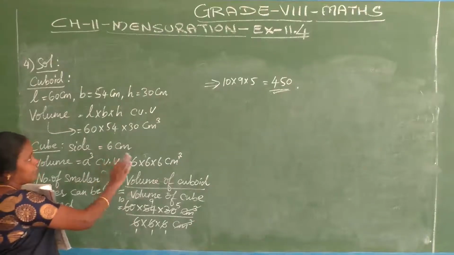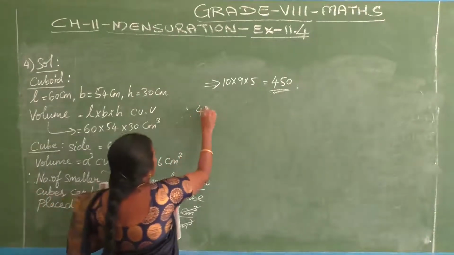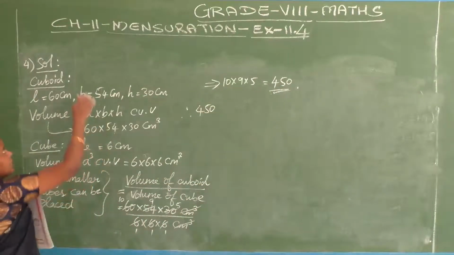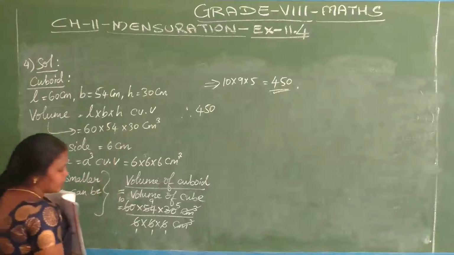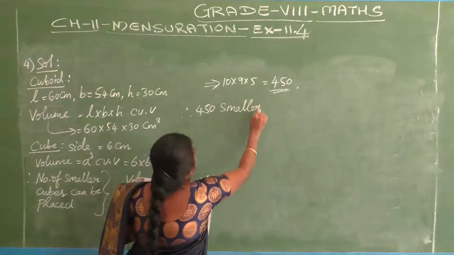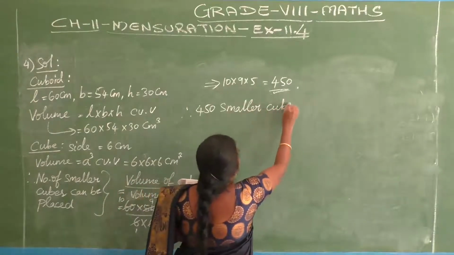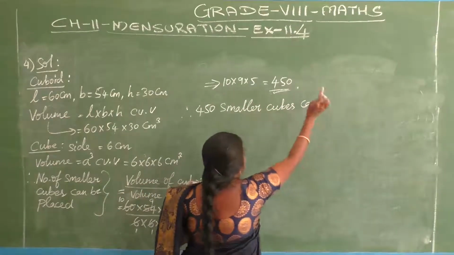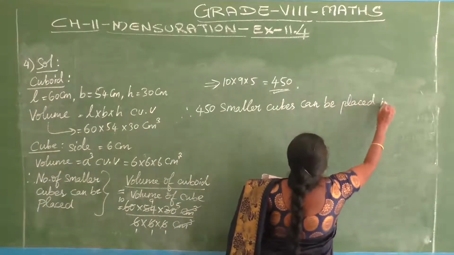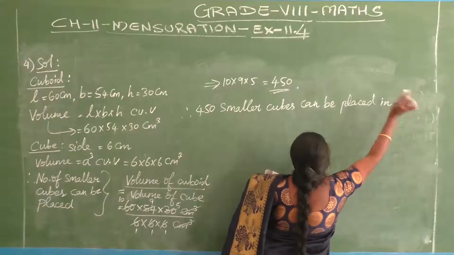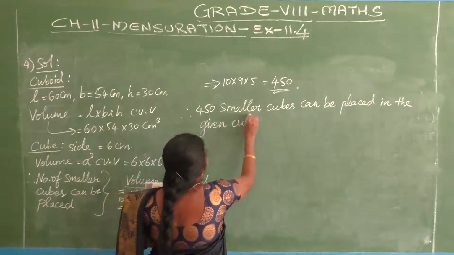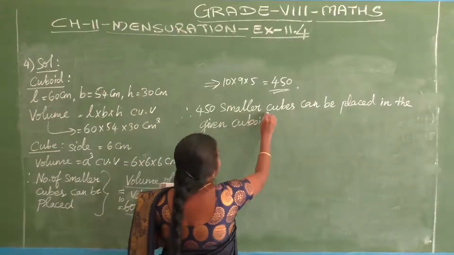Okay, so we can write here: therefore 450 smaller cubes can be placed in the given cuboid. What do you write? 450 smaller cubes can be placed in the given cuboid. Understood? Clear, children?